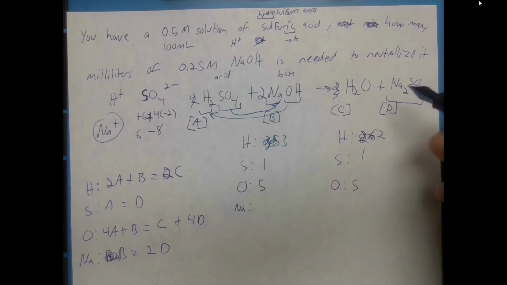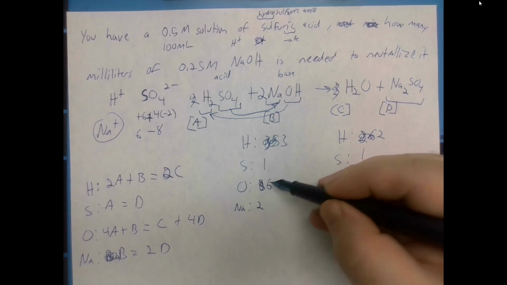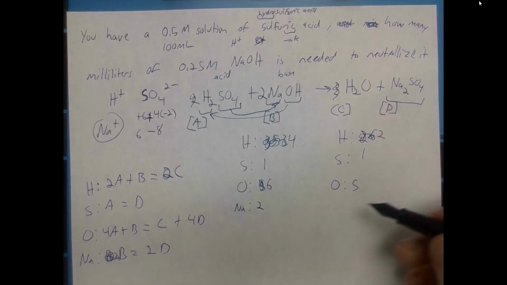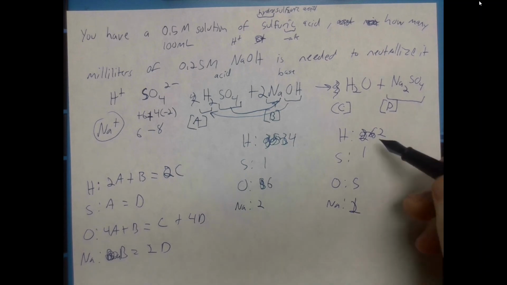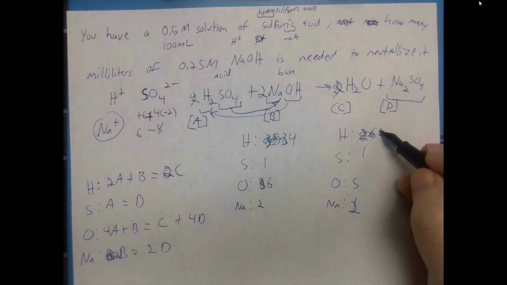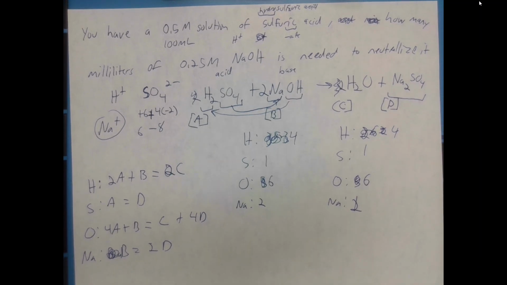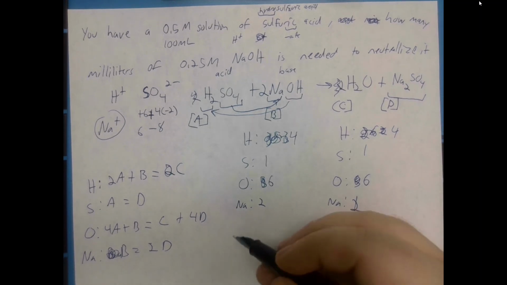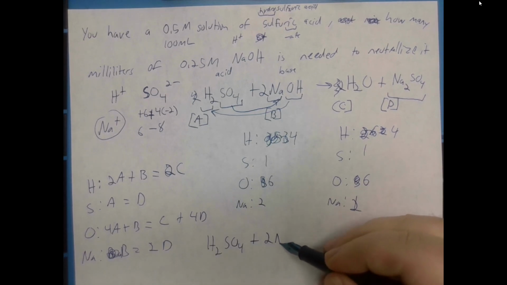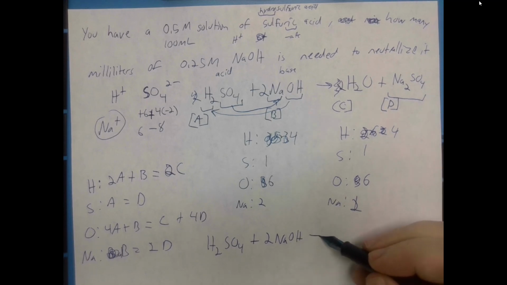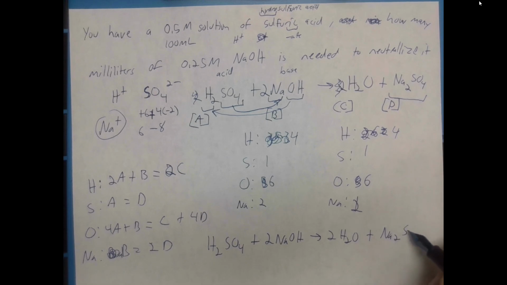So I know I need twice as much here, so I give 2 over here. That would increase this to 6, and that would increase this to 4. And then we can double the water here. So I put 4, and I put 6 here. Actually, that's the best way of doing it. Right? So the overall equation is H2SO4 plus 2NaOH is equal to 2H2O plus Na2SO4.